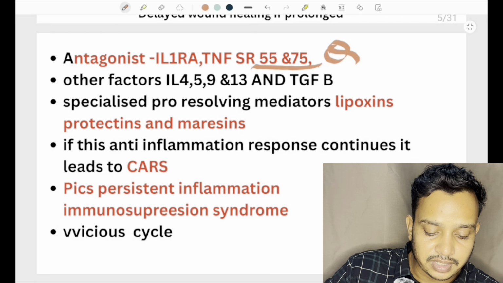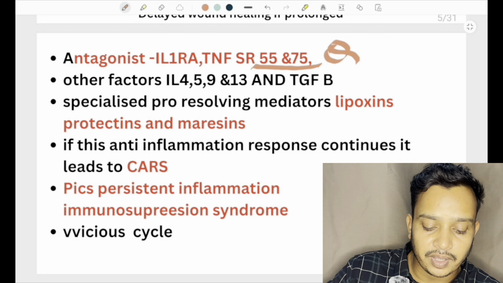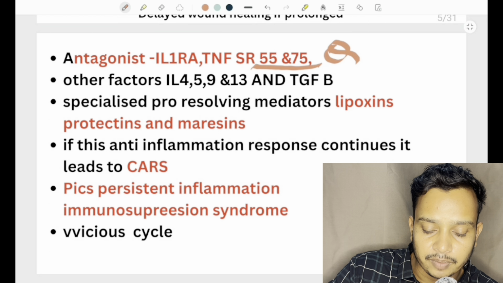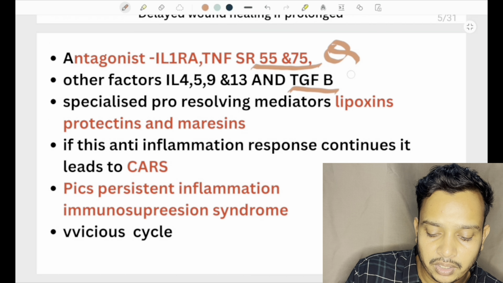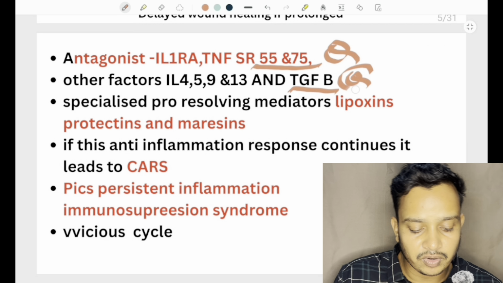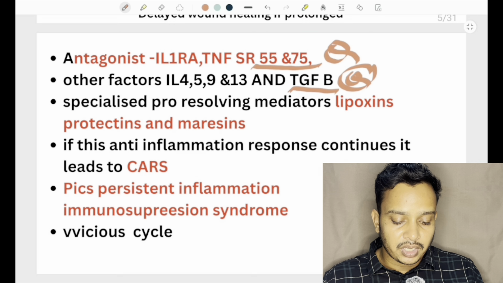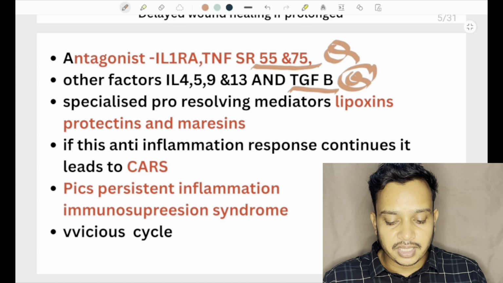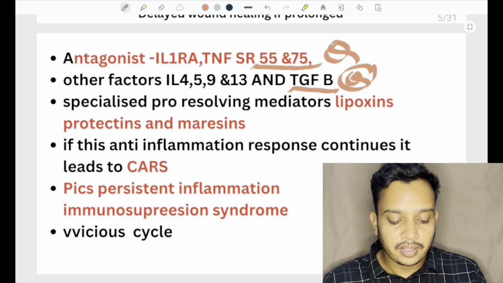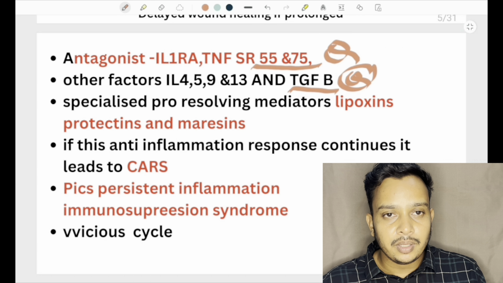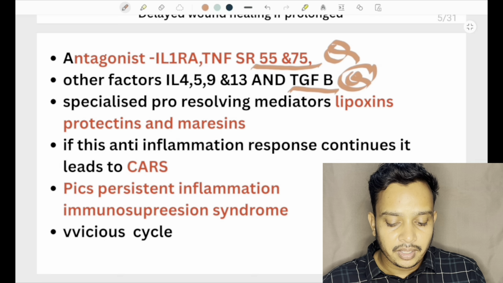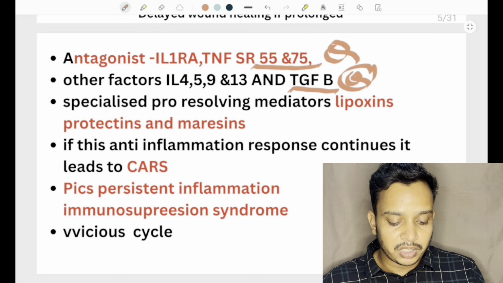Other factors such as interleukin 4, interleukin 5, interleukin 9, interleukin 13, and transforming growth factor beta are also involved in controlling this excessive inflammation. And also there are specialized pro-resolving mediators such as lipoxins, protectins, and maresins. So these are our body's anti-inflammatory receptors and specialized pro-resolving mediators.